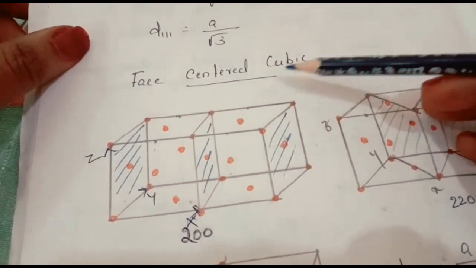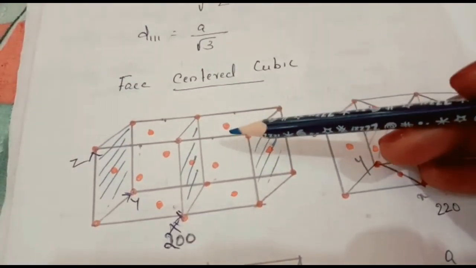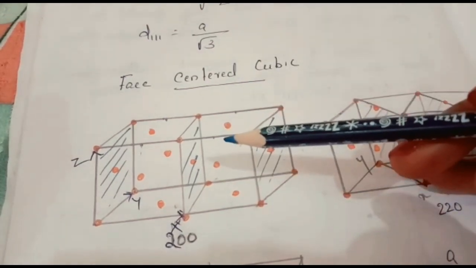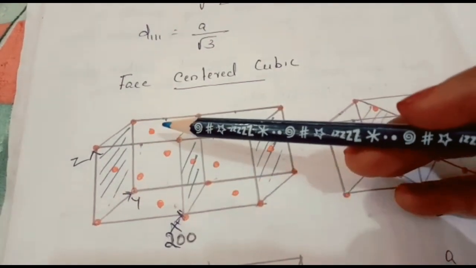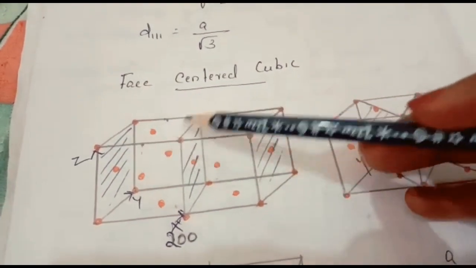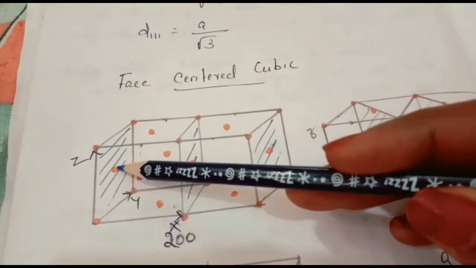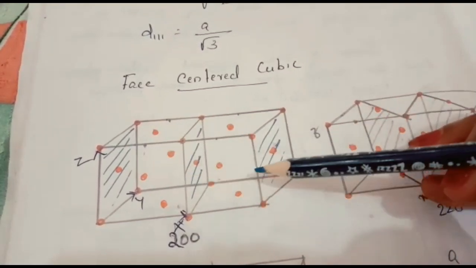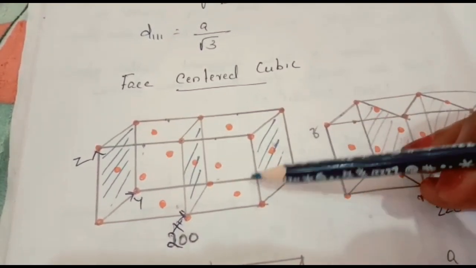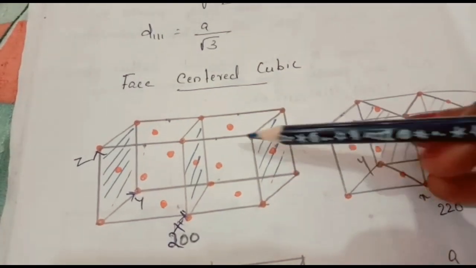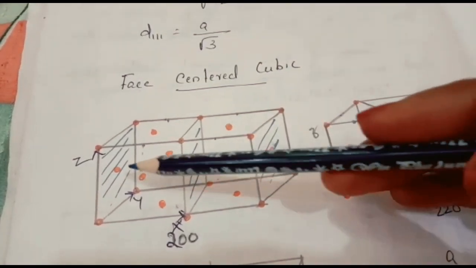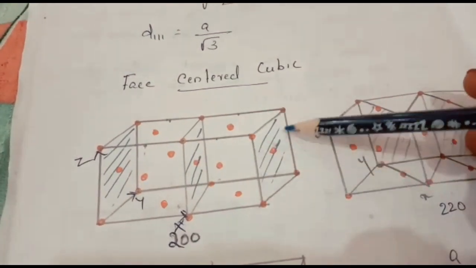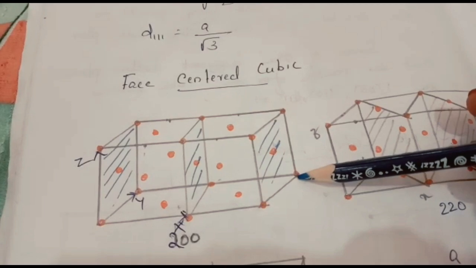Now we will discuss the face-centered cubic lattice. Here again, same as in the simple cube, we have to draw the 100 plane. In a face-centered cube, atoms are present at all the corners and one atom is present at each face center. These orange dots represent the atoms present in the face-centered cube. Same as the simple cube, I have drawn the 100 plane here. This is the representation of the 100 plane in a simple cube.